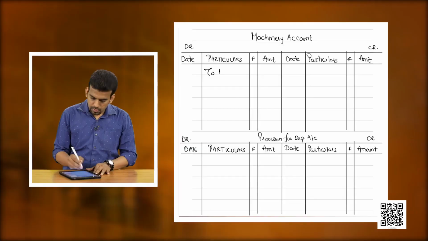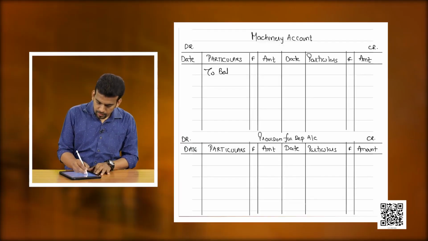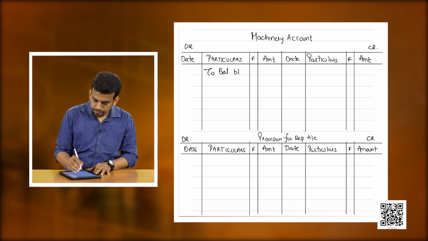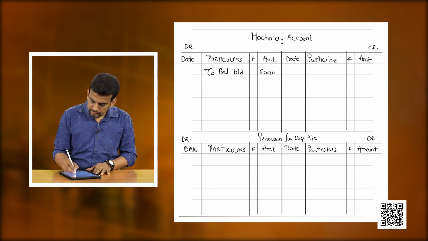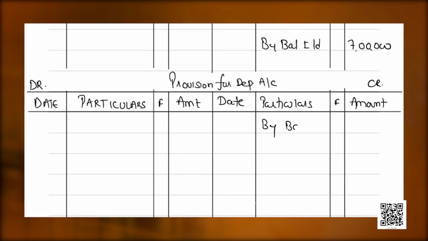So, whenever you face such kind of adjustment, we have to make a machine account and a provision for depreciation account. Let's see how we make that. The opening balance of the machine would be on the debit, 6 lakh according to the question. We can see it again. And the closing balance on the credit, and provision 50,000, and it is on the credit side when it is the opening balance.